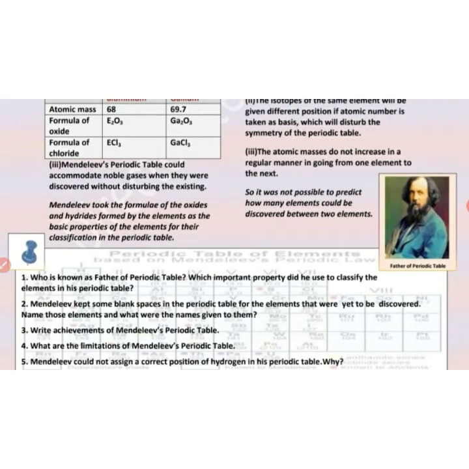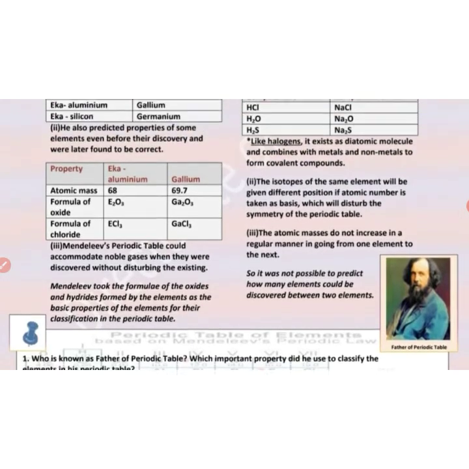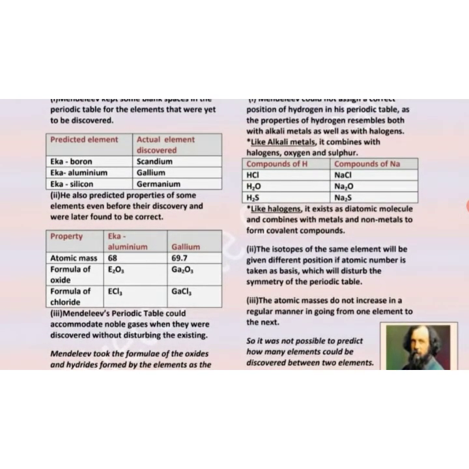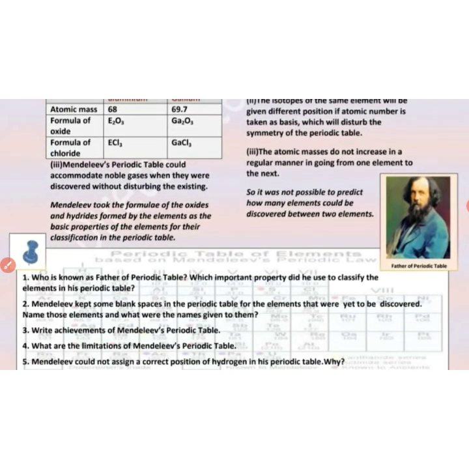Now the third question: what were the achievements of Mendeleev's periodic table? As we have seen, there are three achievements. First, Mendeleev kept some spaces blank in the periodic table. Second, he also predicted the properties of some of these elements even before their discovery, and later it was found correct. And the third was that Mendeleev's periodic table could not accommodate the noble gases, and a separate position was given to these noble gases without disturbing the original periodic table.